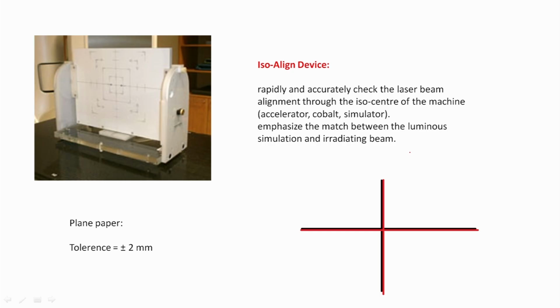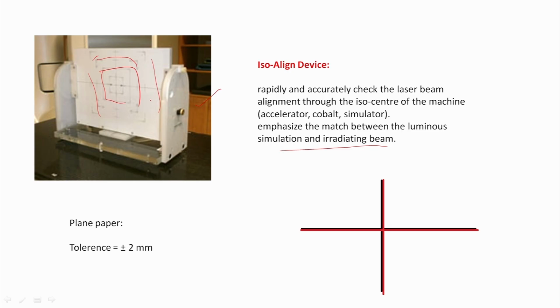You have choices to perform the laser QA, like this ISO aligned device. You can see in the picture, it rapidly and accurately checks the laser beam alignment through the ISO center of the machine. It can be used for cobalt, simulator or accelerator, a multi-purpose device used for all these machines. It emphasizes the match between the luminous simulation and the radiation field. You can also see your optical field, marked at different field sizes.